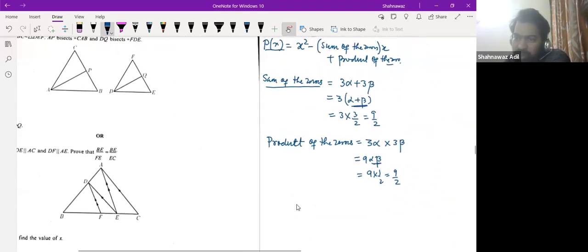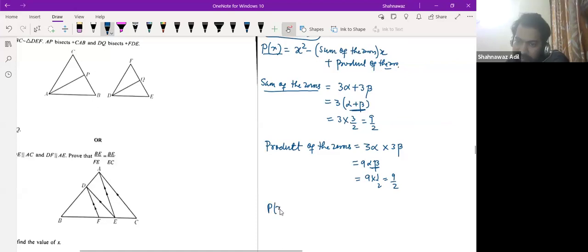What would be the polynomial then? Now you have got this one: x square minus 9 by 2 x plus 9 by 2. So this is your answer.